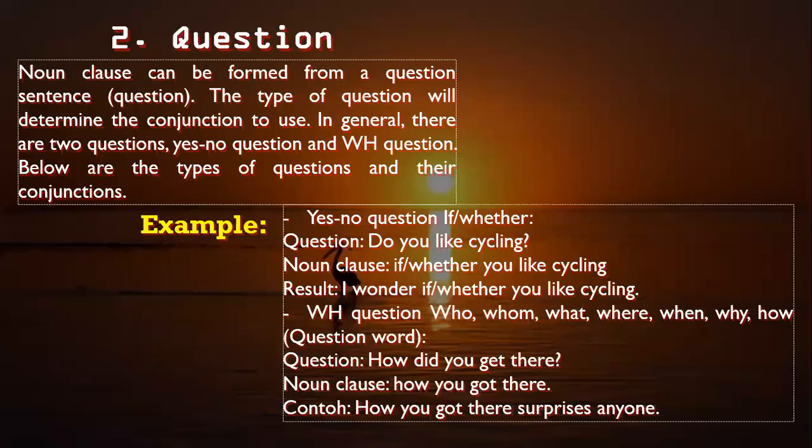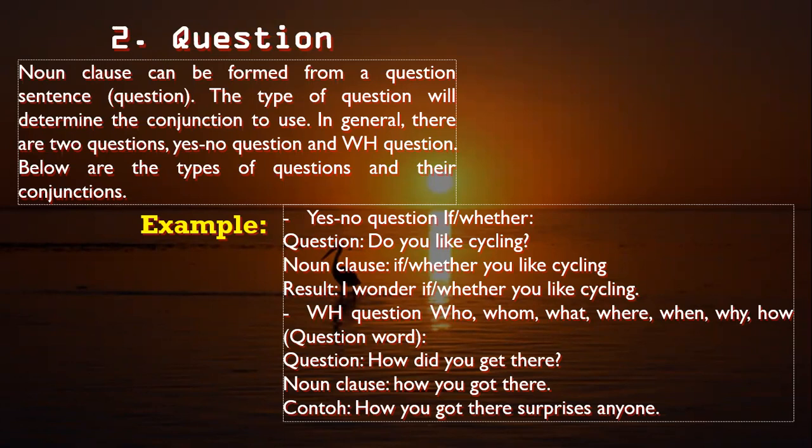The next, and then for the question. Noun clause can be formed from a question sentence. The type of question will determine the conjunction to use. In general, there are two types of questions, yes-no question and WH question. Below are the types of question and their conjunctions. For the example, first is yes-no question, using if or whether.